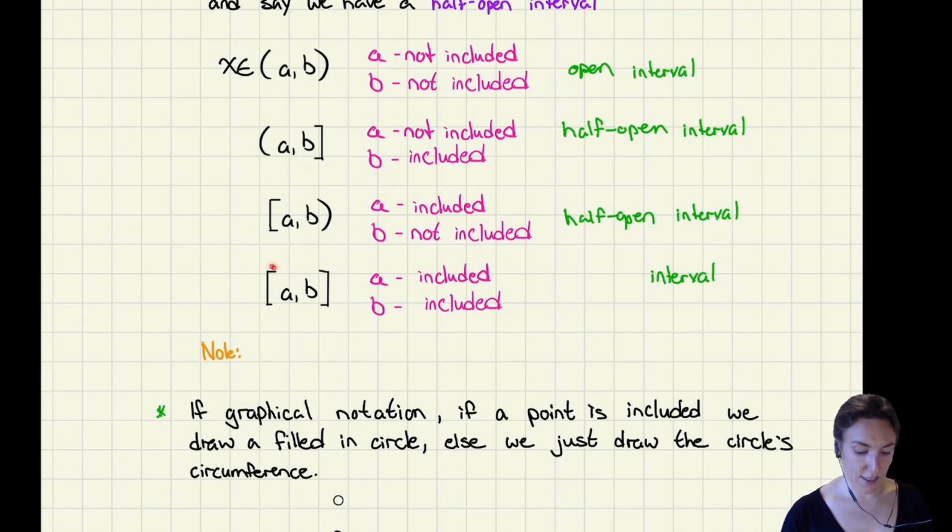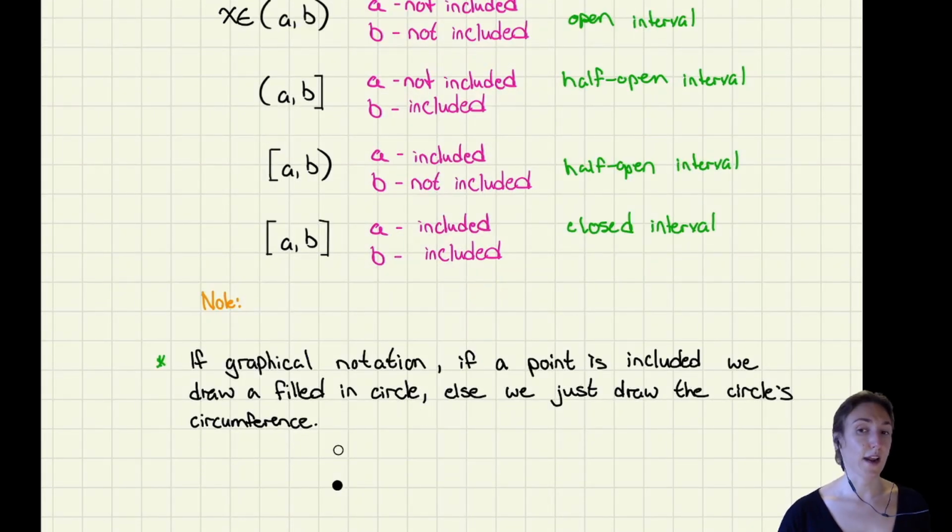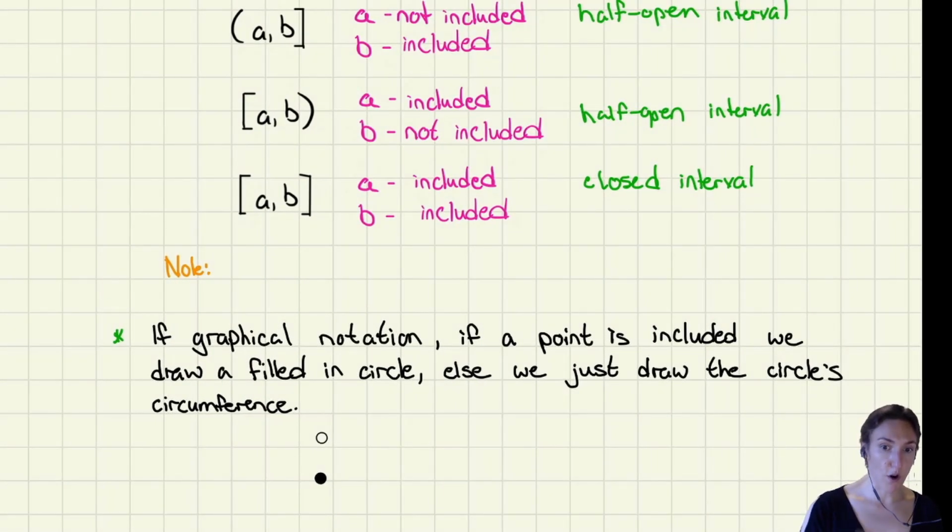And then the last case here, I have square brackets in both situations. Both of these are included. This is called a closed interval. Remember, infinity, positive or negative, is not a number, it's a concept. So we always use open brackets if we're talking about infinity as one of those endpoints.